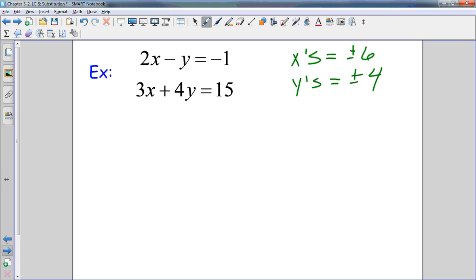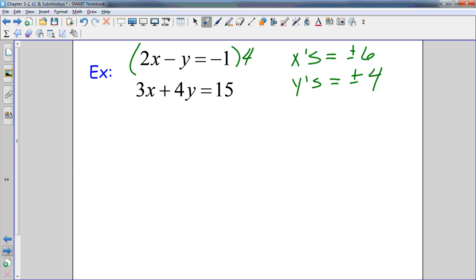So I want this to equal either positive or negative 6, or positive or negative 4. What would you prefer, y's or x's? Y's. Why? It's already okay. I already have positive 4 here and negative. All I have to do is multiply this by 4. If I use the x's, I have to multiply both equations. This is already positive 4, so if I make this negative 4, I'm good. So go ahead and do that.